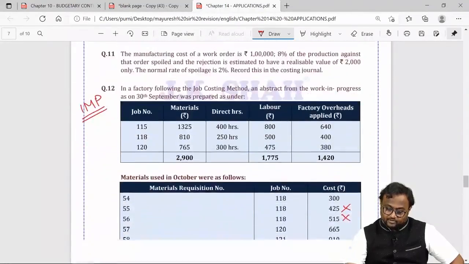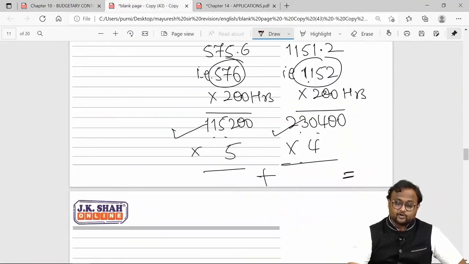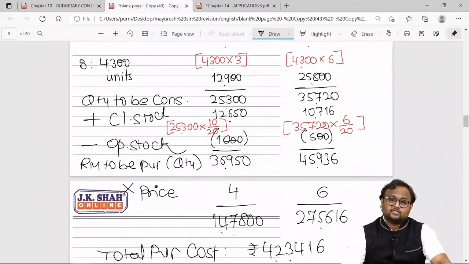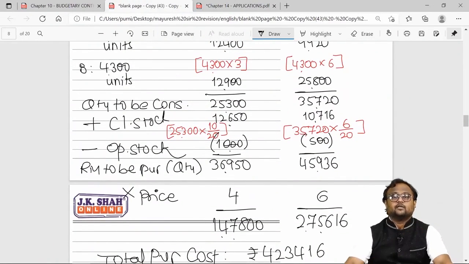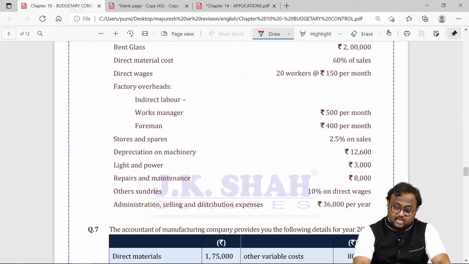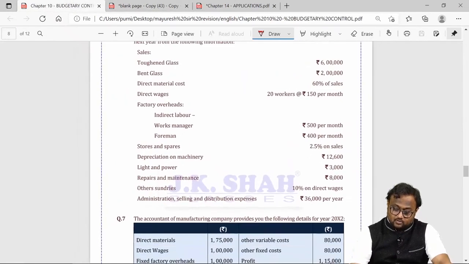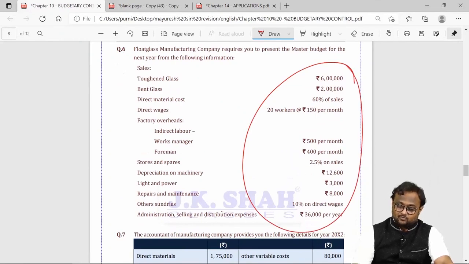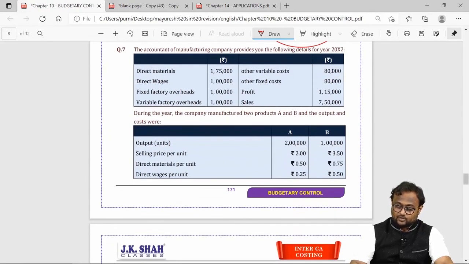So there was nothing left related to budgetary control. So that was budgetary control for you, my friends. We have discussed flexible budget, we have discussed fixed budget, cash budget is already done in FM. So there is nothing to be discussed. Just one question on master budget. You were just supposed to prepare the cost sheet here. There is nothing to be discussed in this question.